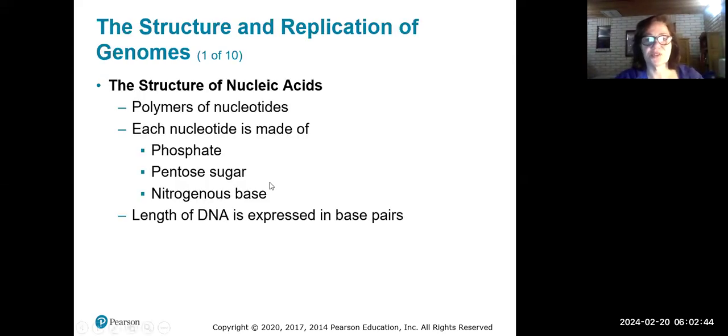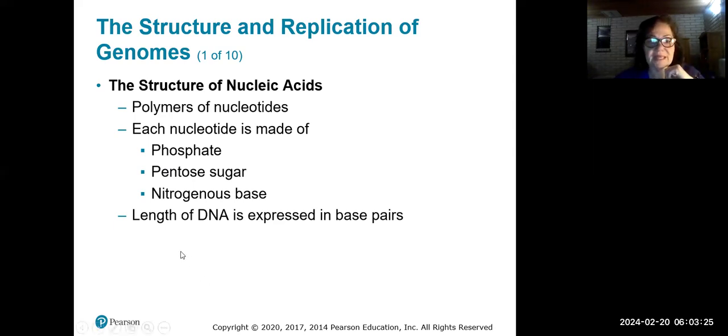Okay, let me remind you of the structure of nucleic acids. We covered this in the chapter on chemistry. Nucleic acids are polymers. They're repeating subunits, the nucleotides. Each nucleotide has 3 parts: a phosphate group, a sugar, and a nitrogenous base. The difference between DNA and RNA, I'm going to remind you, has to do with the sugar. In RNA, it's a ribose sugar, and in DNA, it's deoxyribose, which only means that on one of the carbons, instead of having an OH group, there's just an H.